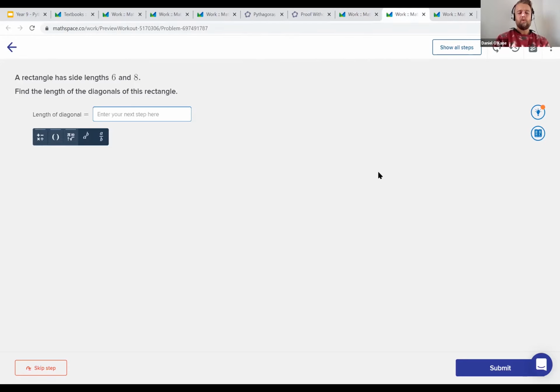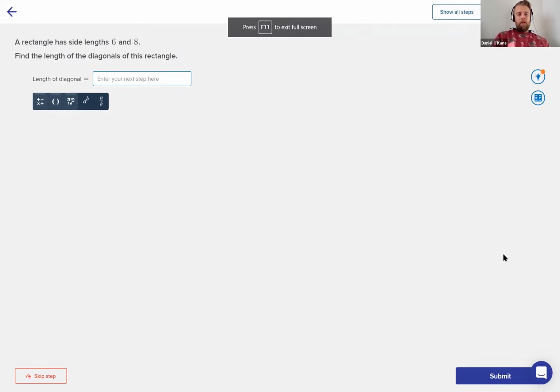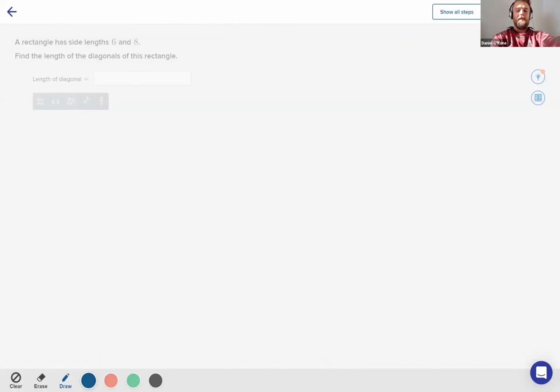Okay, all right, I'll do this one last question and then I'll give you my challenge question that I want you to work on across the week. So here we're told a rectangle has side lengths 6 and 8. Find the length of the diagonals of this rectangle. Suddenly we're not talking about triangles, we're talking about rectangles. What gives? So draw the rectangle.